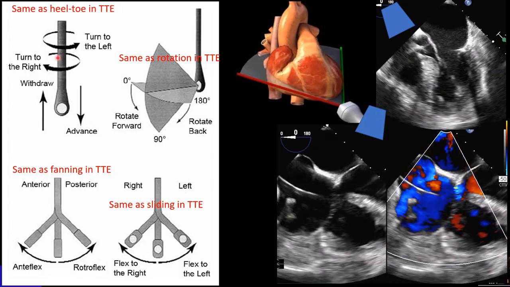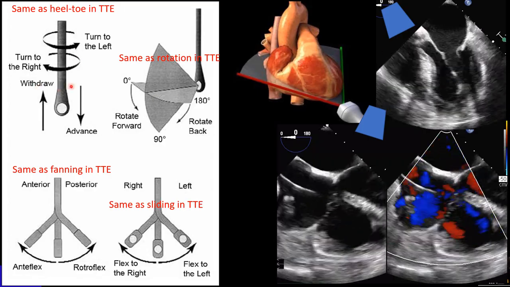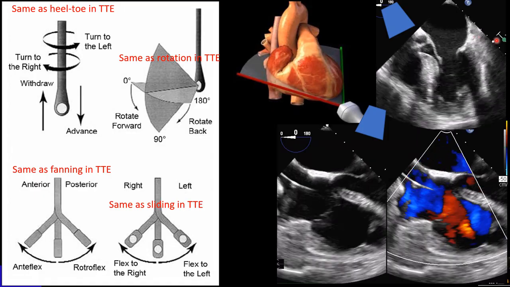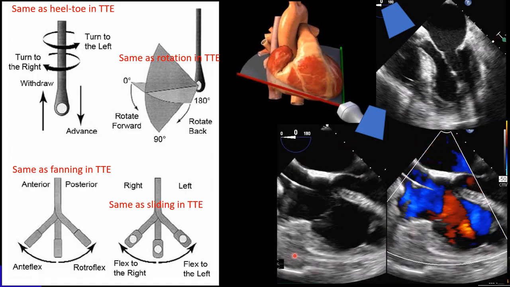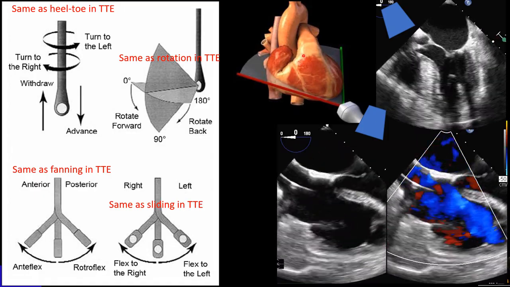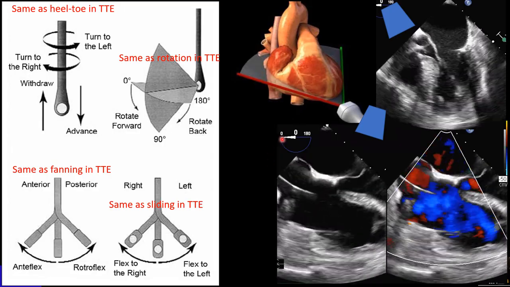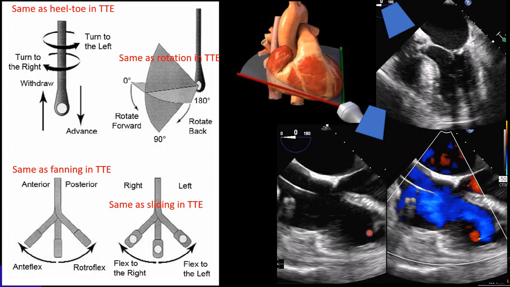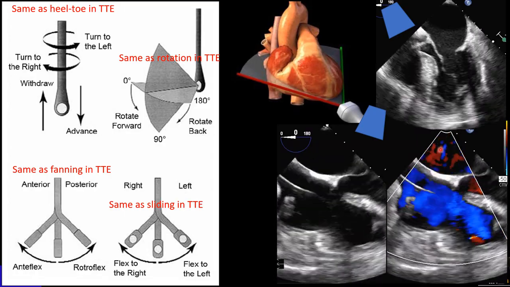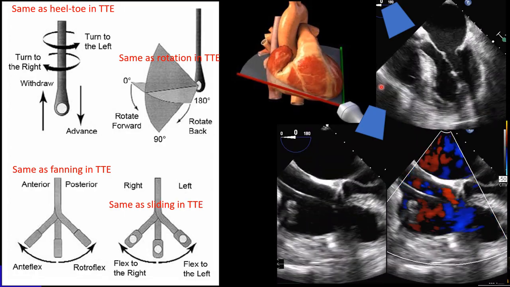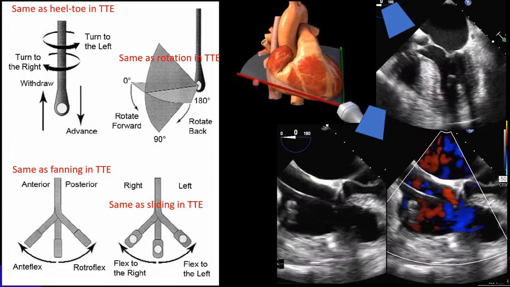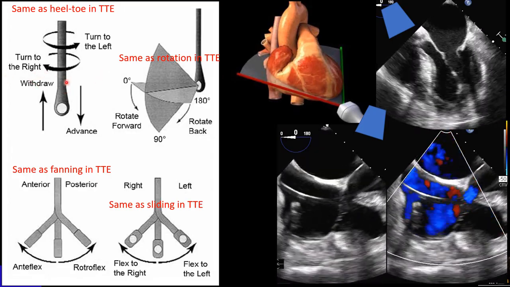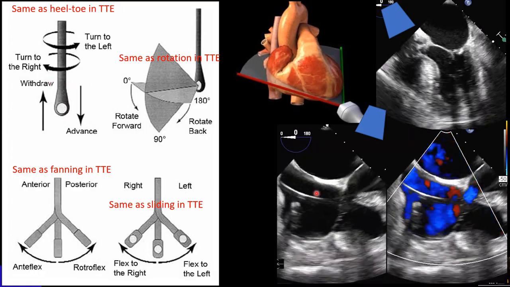What should you do? It's very easy. With twisting clockwise, your sector becomes this direction and gives you this view. It's the same mid-esophageal, but an interatrial septal view, with the right atrium better seen, and the tricuspid and right ventricle. It's the same right ventricular focus view in the mid-esophageal, just with turning our probe clockwise. Very easy and simple.